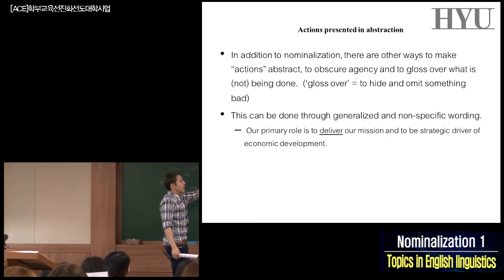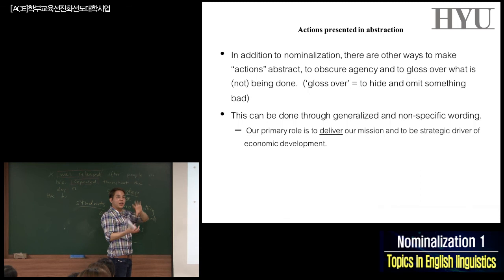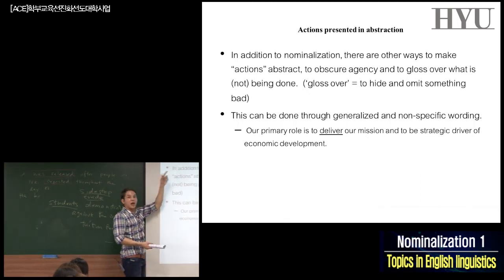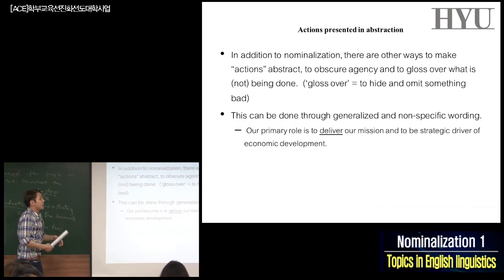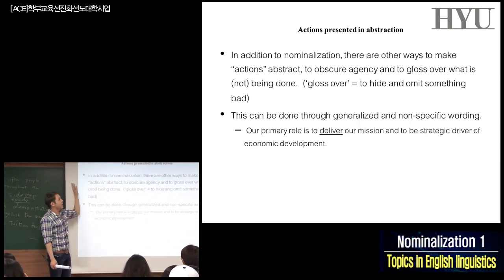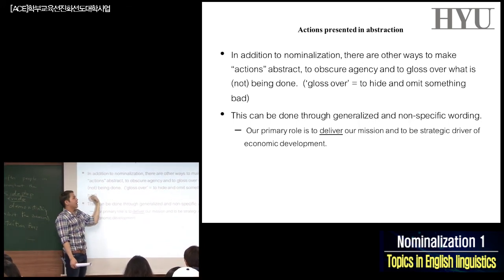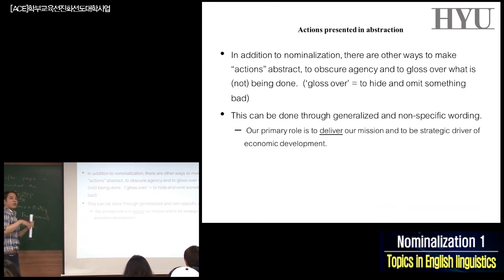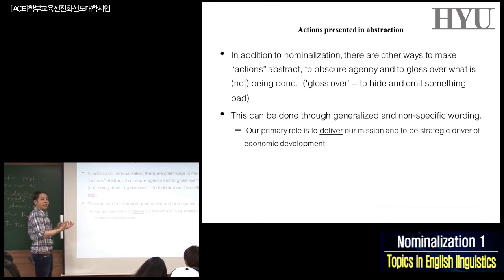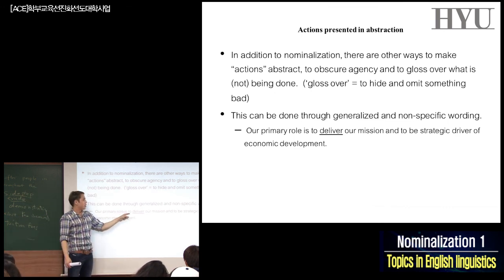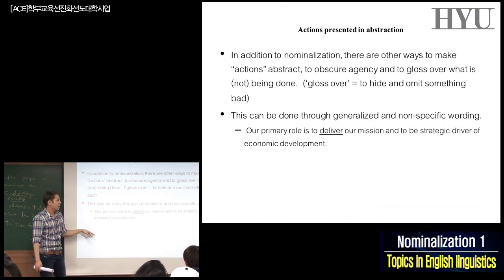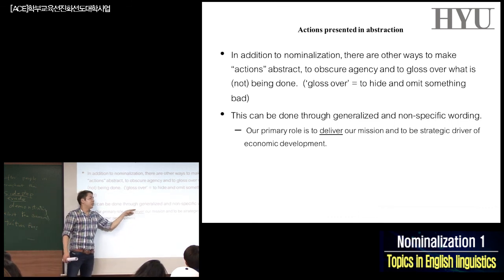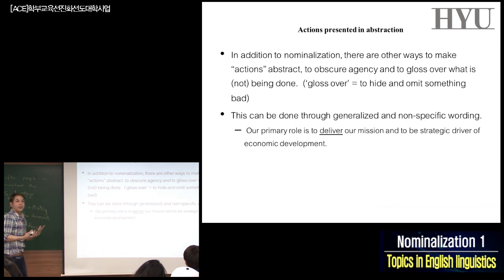And finally, when you make something into a nominalized version, it has become more abstract. And when it's abstract, the agency and what's not being done or what is being done is glossed over. So, for example, our primary role is to deliver our mission and to be a strategic driver of economic development. To deliver our mission, what does it mean to deliver the mission, right? So, to plus a verb is another way of nominalization.